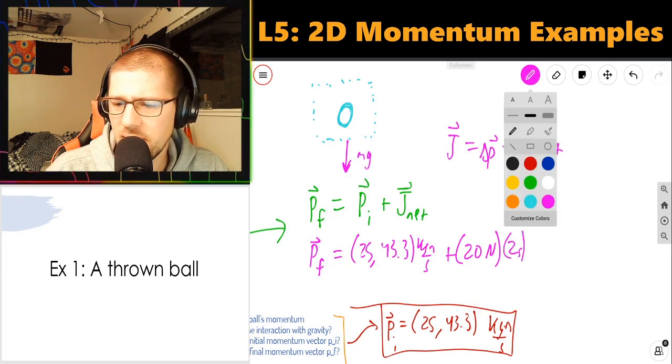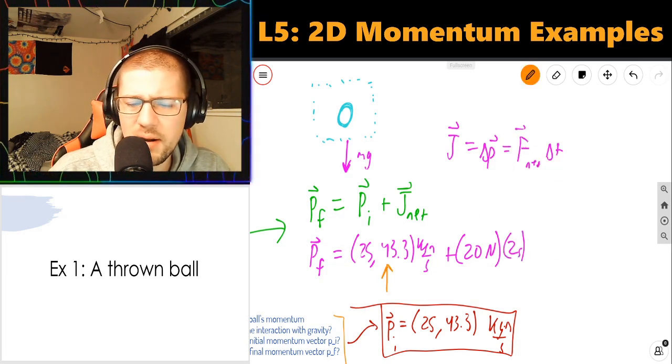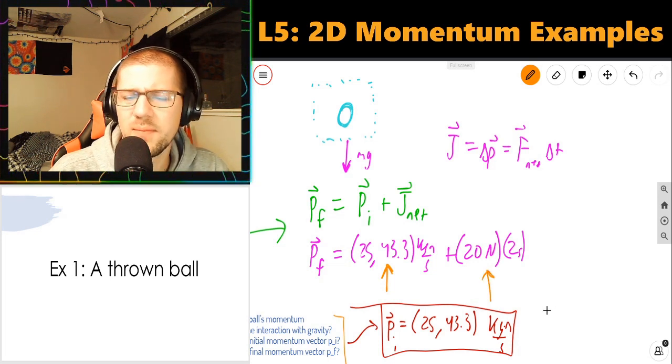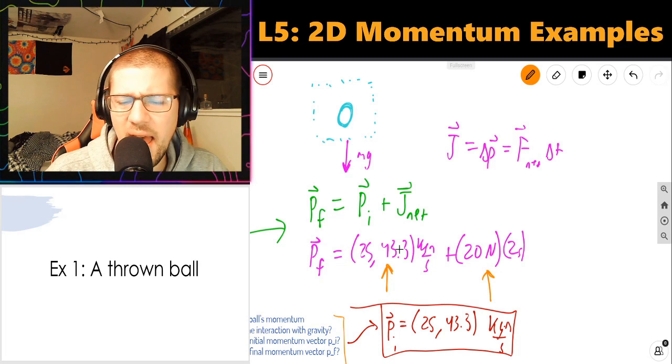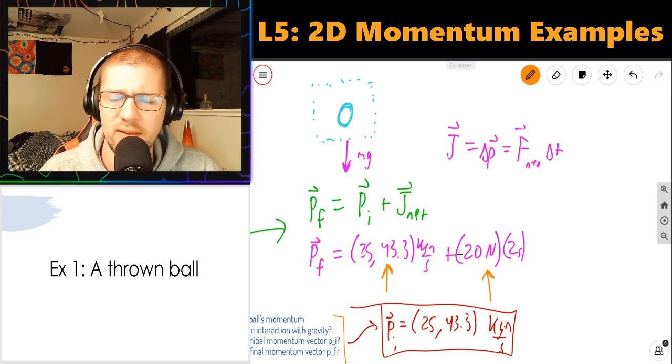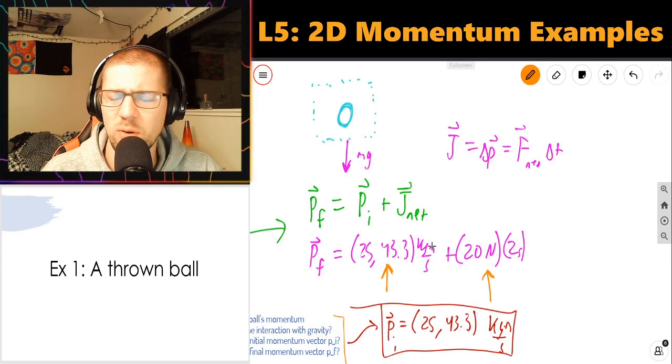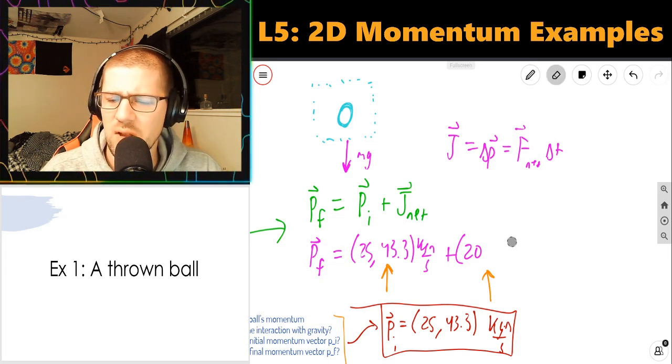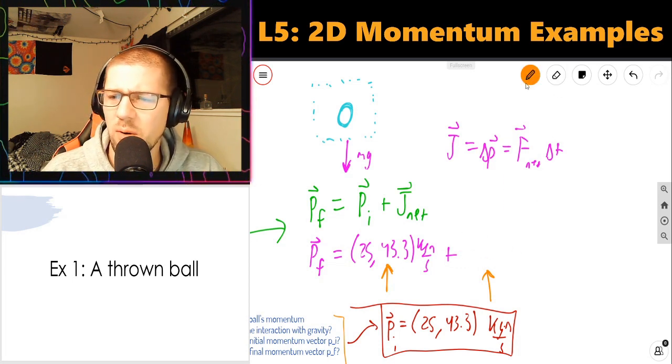But wait, look at this. I've got a vector quantity here, and I've got a scalar quantity here. So that can't be right. I can't add a scalar to a vector. I can multiply a vector by a scalar, but I can't add a scalar to a vector. That just doesn't make sense. So what I need to do is figure out the direction of J.